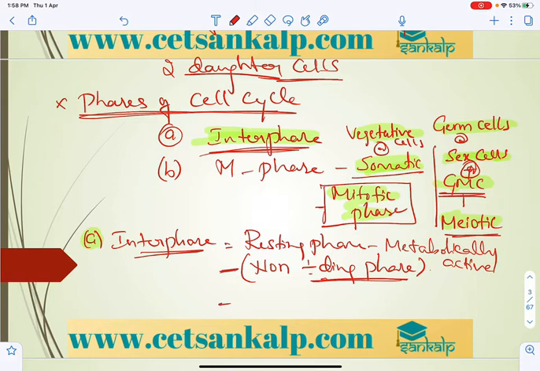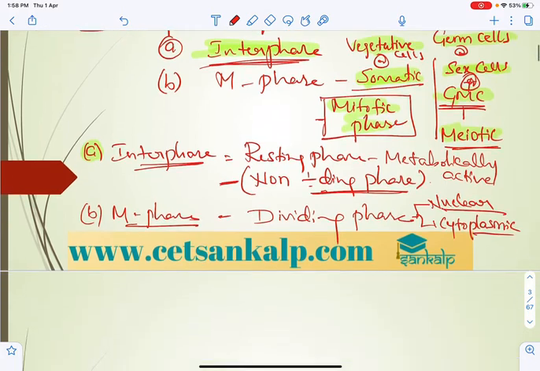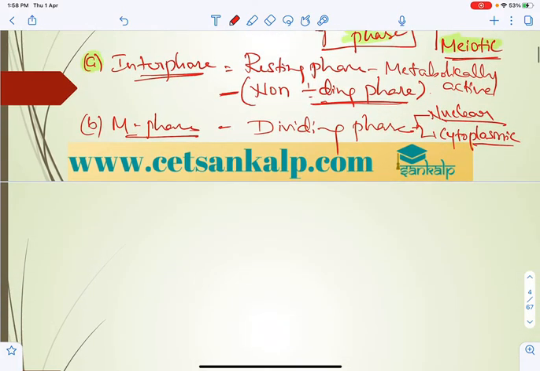So they won't divide. And the M phase, in both somatic cells and sex cells, is the meiotic division or mitotic division. That is where the nucleus is going to divide. In the dividing phase, not only the nucleus, it includes nuclear division and at the same time cytoplasmic division. So nuclear division and cytoplasmic division will be there.